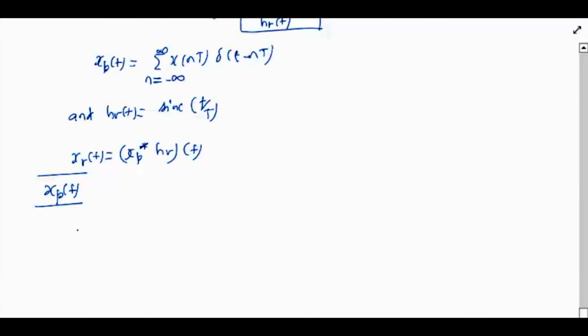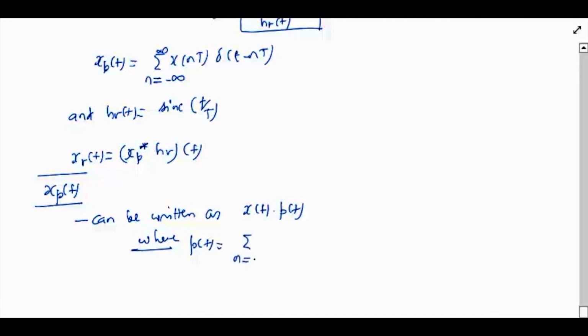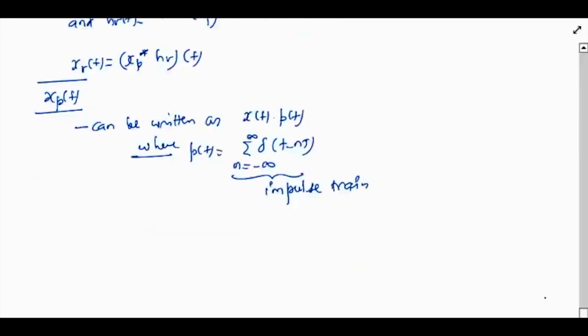It can be seen that x_p(t) itself can be written as the product of two signals x(t) and p(t), where p(t) is equal to the sum over n equals minus infinity to infinity of δ(t − nT). Notice that this p(t) is an impulse train. It's a periodic signal, and so x_p(t) is called the impulse train sampled signal.